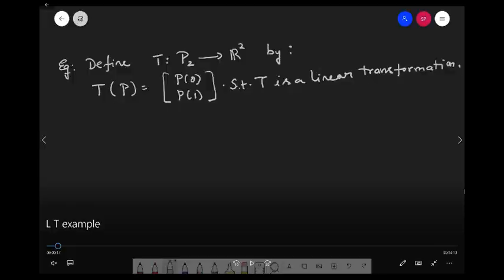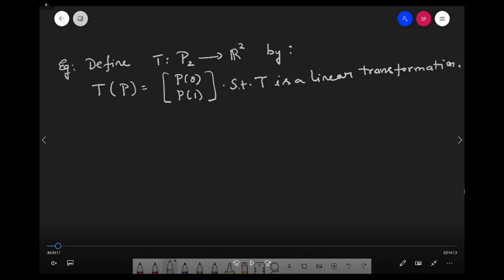Let us try to understand linear transformation by this example. It is given here: define T from P2 to R2 by T of p equal to the column vector p of 0, p of 1.